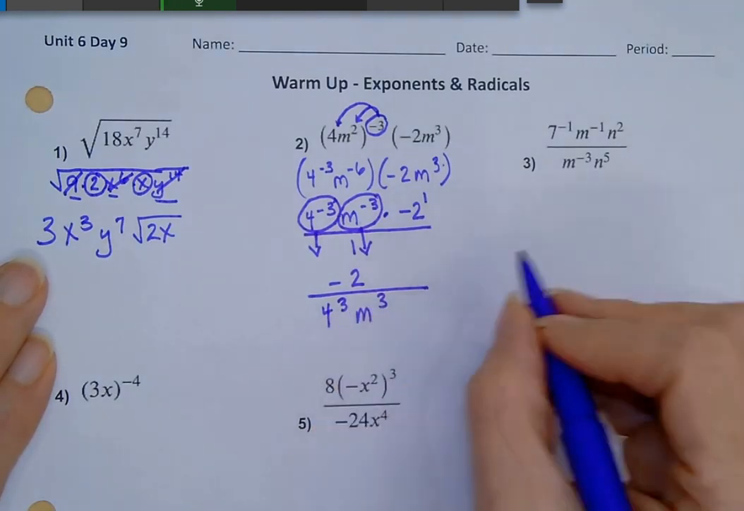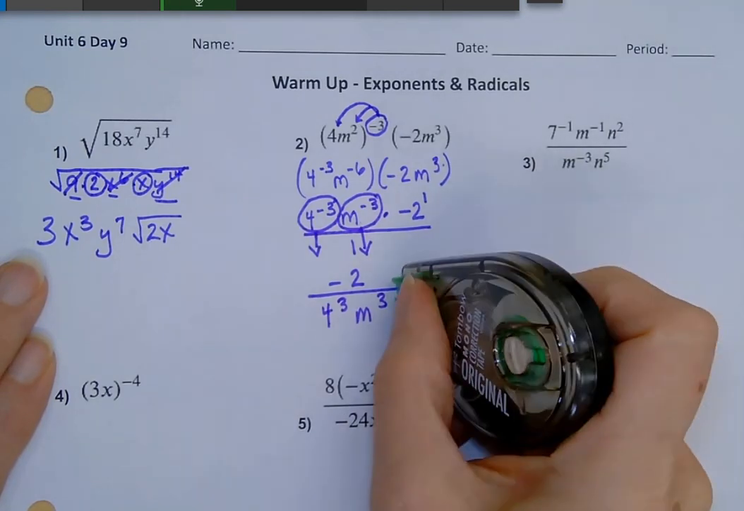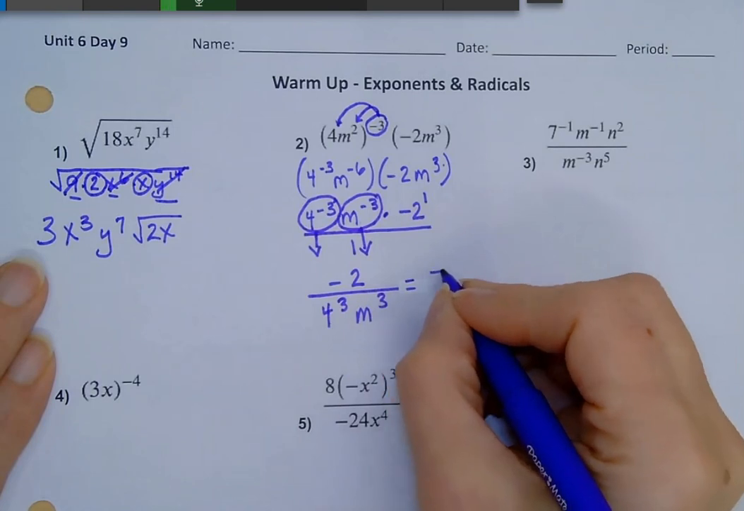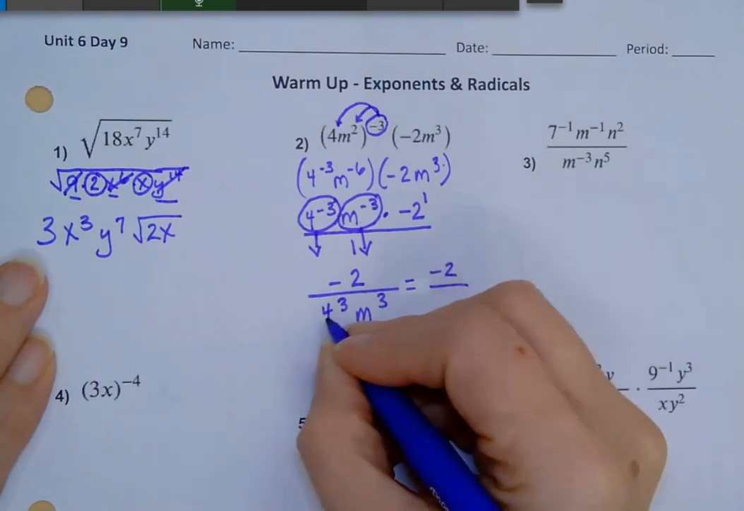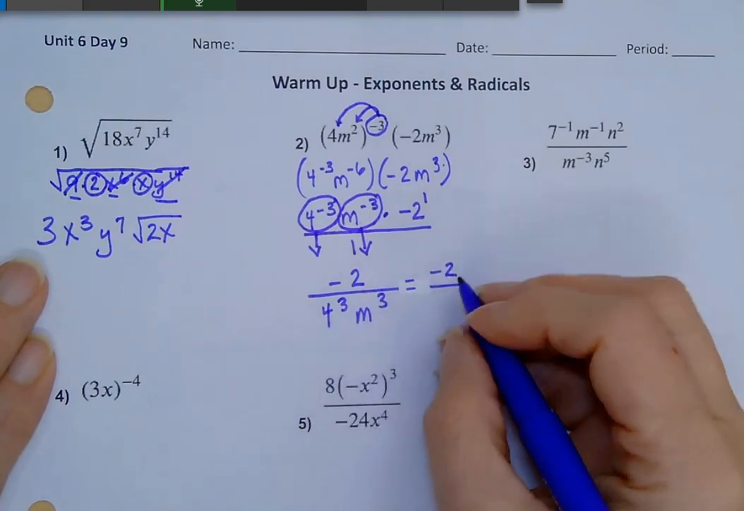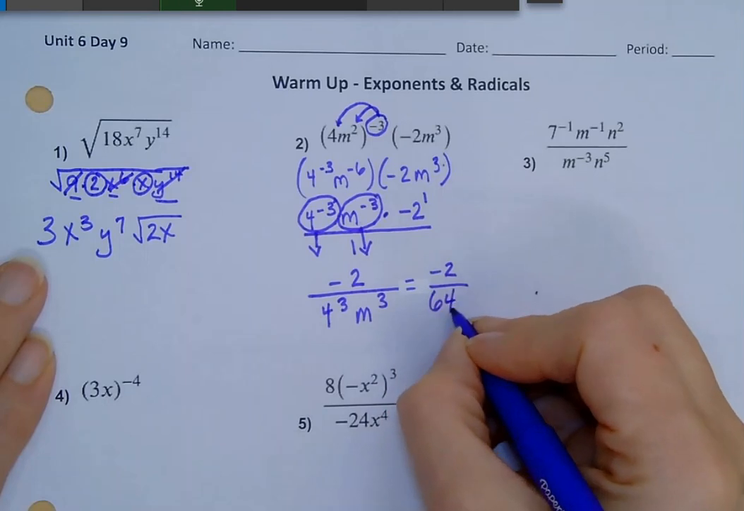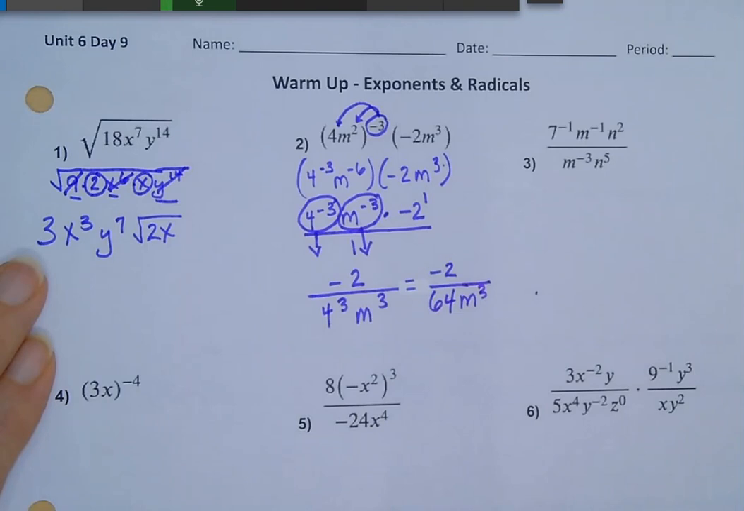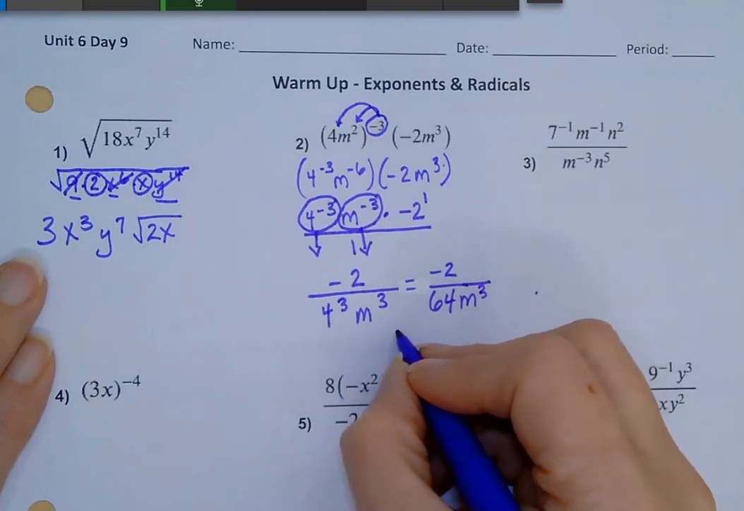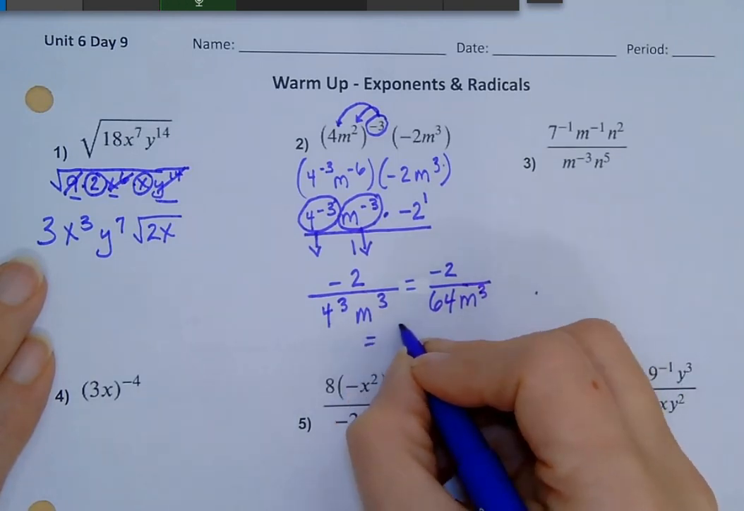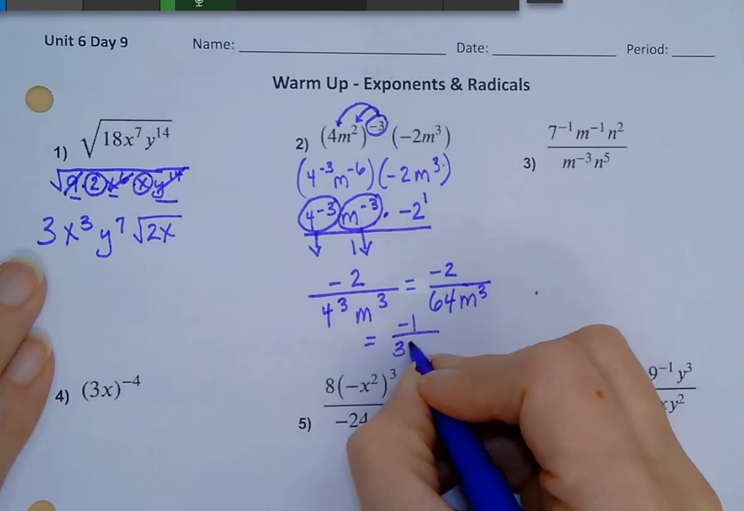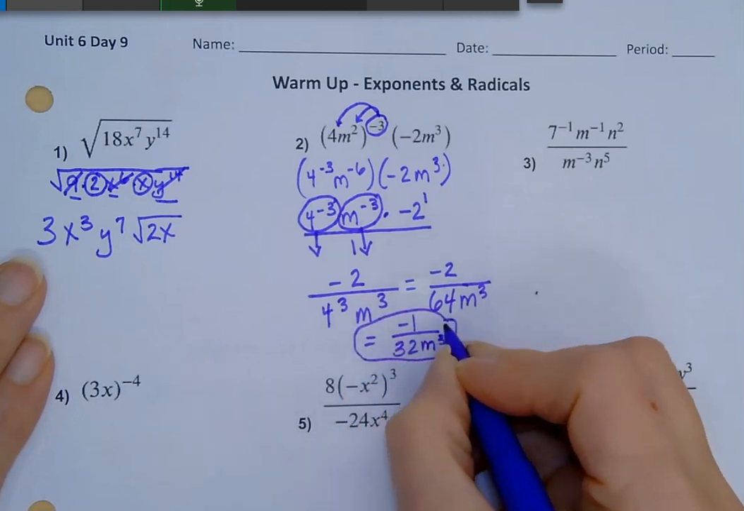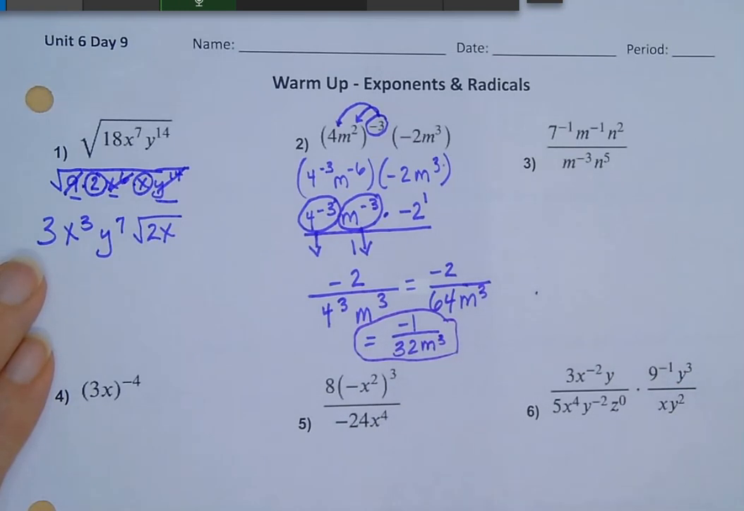Okay, and now I can simplify. So why don't I take up a little less space there, and I'm going to say that this equals negative 2 over 4 times 4 is 16 times 4 again is 64 m cubed. But I know I can simplify that one more time, so that's going to just be negative 1 over 32 m to the 3rd. Sorry, I'm encroaching on my next problem there.